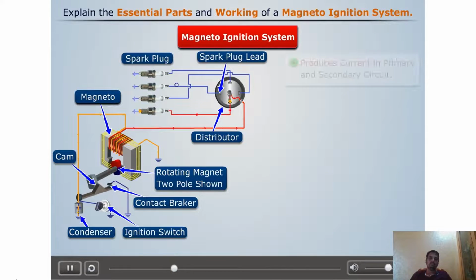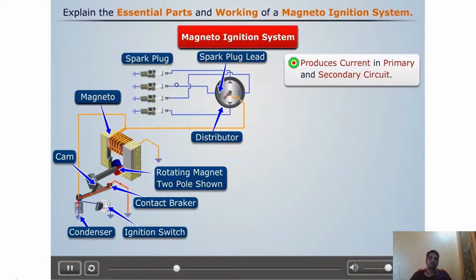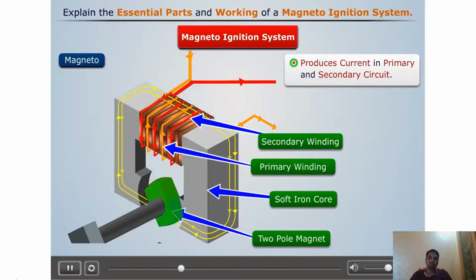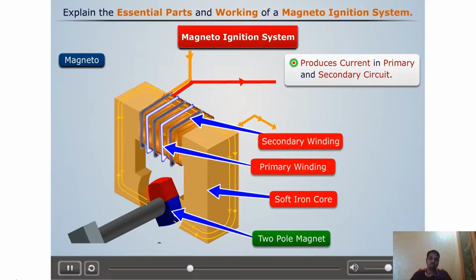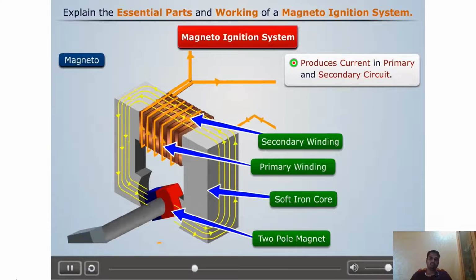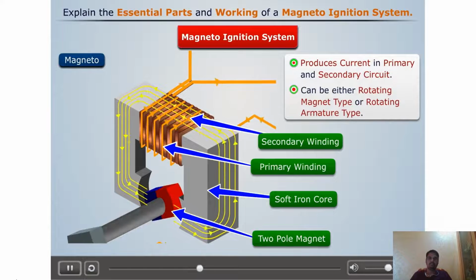The function of the magneto is to induce current in the primary and secondary circuit. It consists of a two-pole magnet and a soft iron core, on which both primary and secondary coil winding is done. As the magnet rotates, current is produced in both primary and secondary windings. A magneto can be either of the rotating magnet type or the rotating armature type. Here, we are using the rotating magnet type magneto.